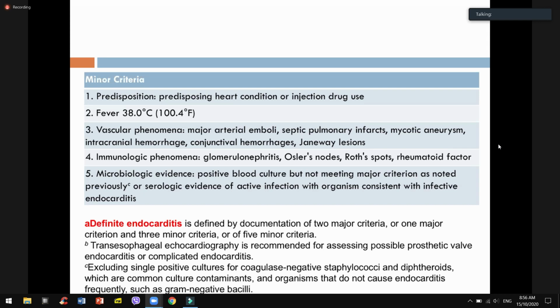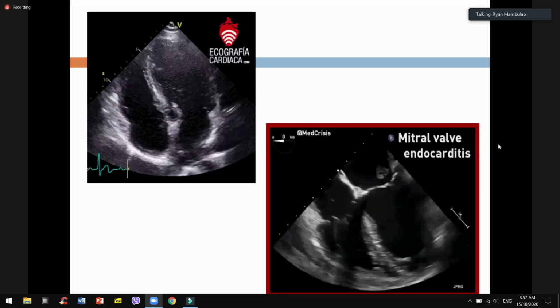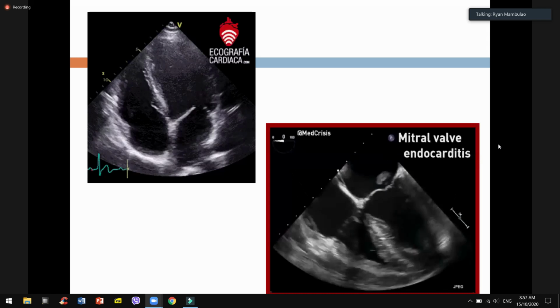Anyway, so you need to do an echo because it's one of the major criteria pag mapositive na siya. And most likely, if there's infective endocarditis, makikita mo siya sa 2D echo. Kahit negative yung blood culture mo, there is something you can see on 2D echo. Okay? So ito yung nakikita namin sa 2D echo, on your left is normal mitral valve.